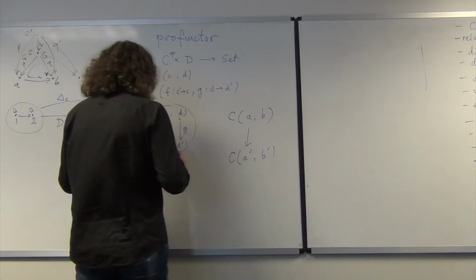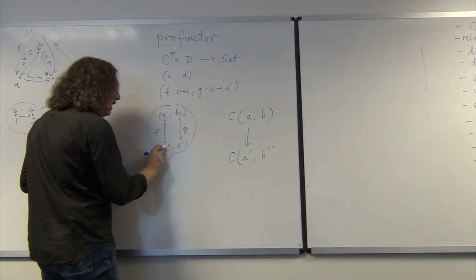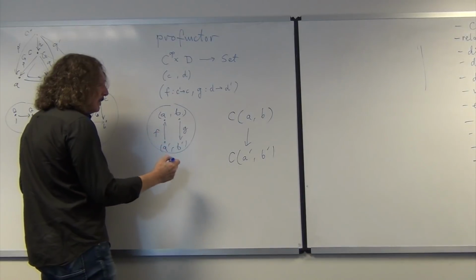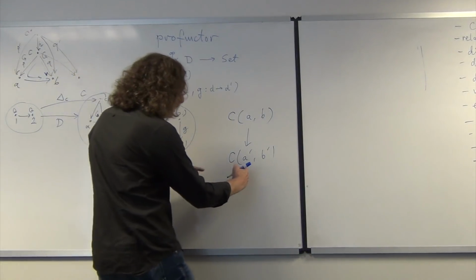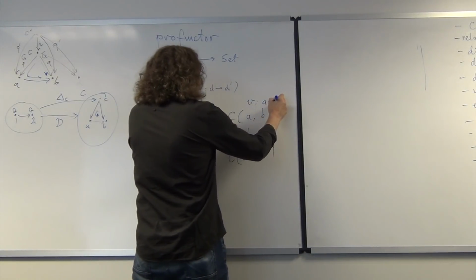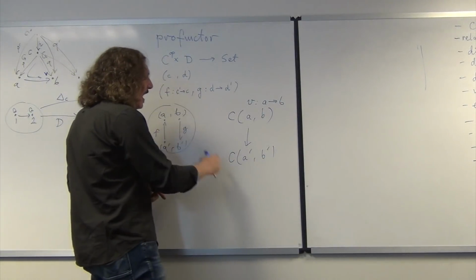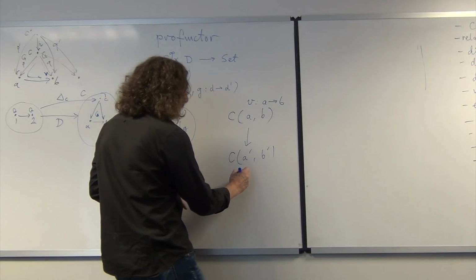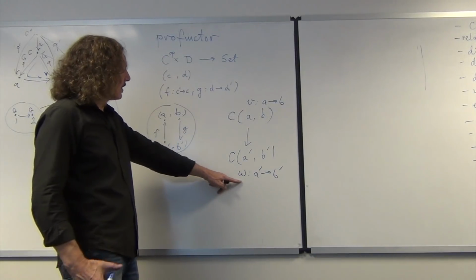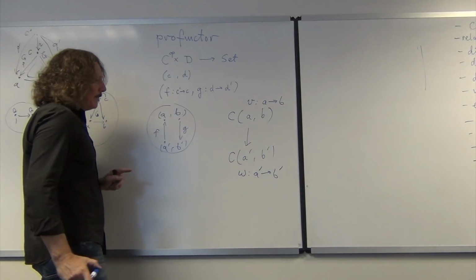So maybe I should change these labels here. So this is A, B, this is A prime, B prime, right? So if F goes from A prime to B prime, then I have some function, let's call it V, that goes from A to B, right? So that's a member of this set, a function from A to B. I want to define a function, let's say W, that goes from A prime to B prime, right? How do I define this function? I have at my disposal this function, and I have F and G.